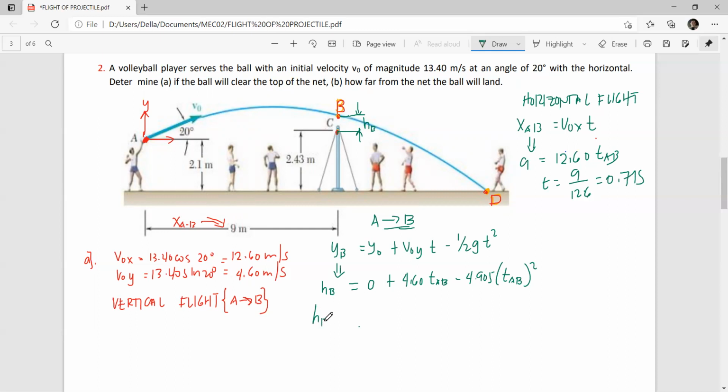So therefore, HB is equal to 4.6 multiplied by 0.71 minus 4.905, so this is the half of 9.81, and this is 0.71 seconds squared. So HB is equal to 0.79 meter.